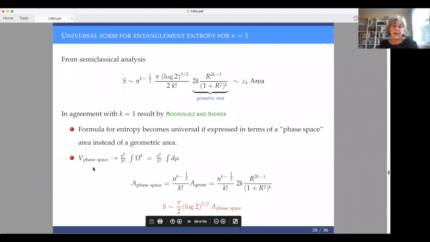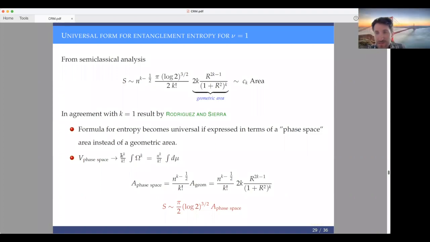So the phase space volume is this. Once I have a volume, it's very easy to write down what the phase space area is. These are the degrees of freedom. Essentially, this is the Keller form. This is the number of degrees of freedom. But this is true if I have a nu equals 1 field case.